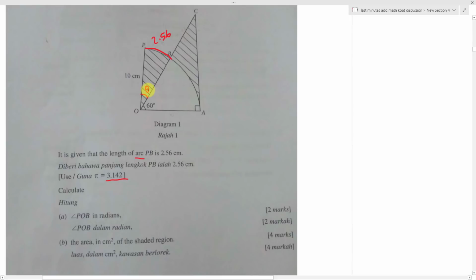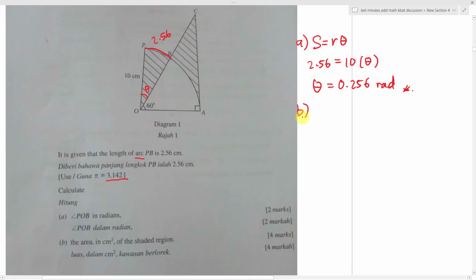Okay, these 2 marks are kind of the bonus marks, because you remember the arc length formula. S equals to r theta, isn't it? So my S is 2.56. S will be arc length. r will be 10. And my theta is just theta. So my theta will be just divide by 10. It will be 0.256 radian. Alright, I can just get these 2 marks easily for the part A.